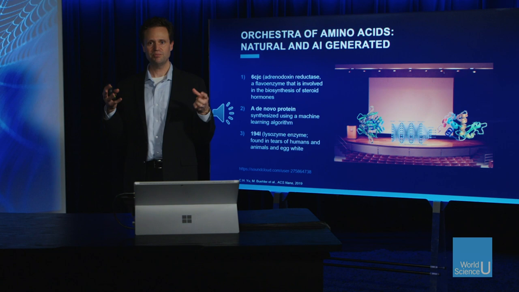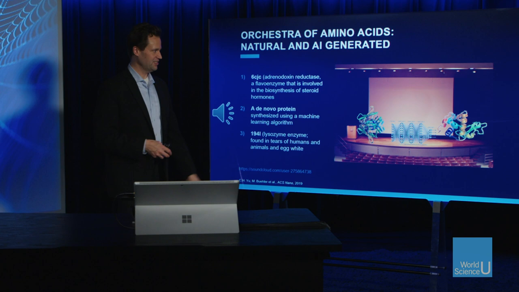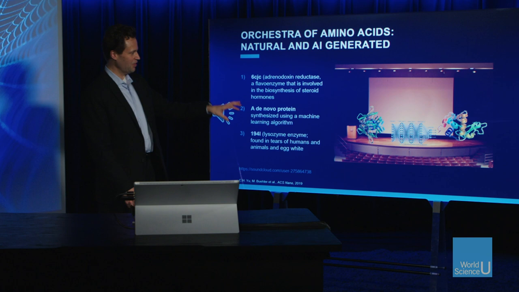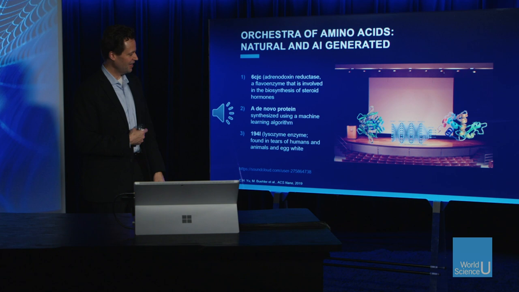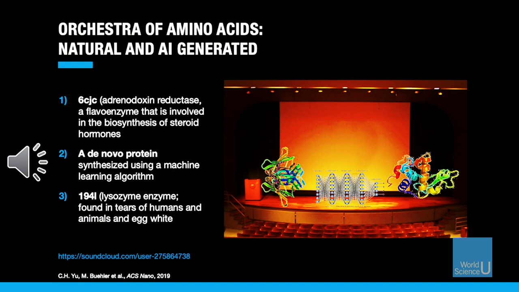But to get different sounds reflecting different instruments, we use a variety of different proteins. For instance, we used this protein called 6-CJC, which is a reductase protein and flavoenzyme. It's a protein involved in the biosynthesis of steroid hormones. We have used as another protein in this orchestra an AI-generated protein. So one of the proteins we've made synthetically, you've heard before. That's one of the proteins playing in this orchestra. And we've also used this enzyme called lysozyme, which you've seen a couple of photos of during the modules. This makes a particular sound as well. And so what you hear in the background is music that's solely generated by just these protein sounds.